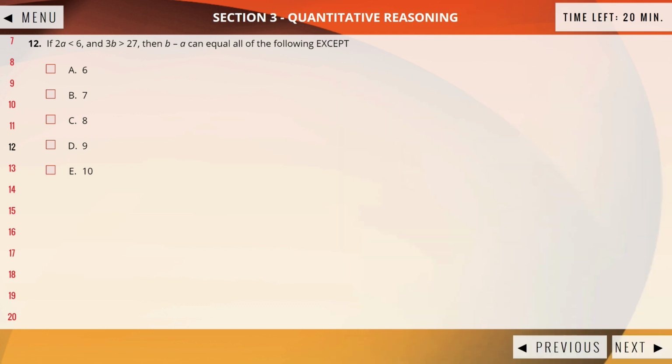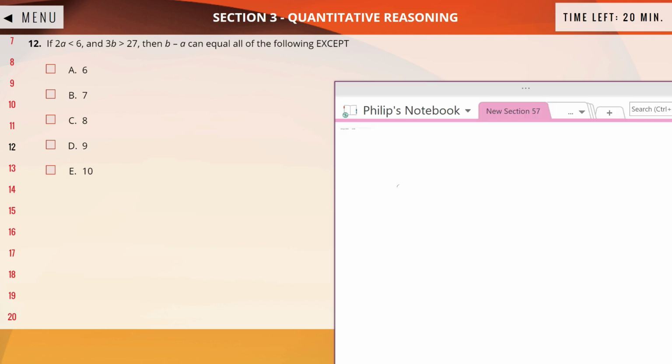This one, if 2a is less than 6, let's quickly simplify that. So a is less than 3. 3b is greater than 27, so simplify that. So b is greater than 9. Then b minus a can equal all of the following except. Notice they never said integers, so be careful. Don't say a is 2 and don't say b is 10. That's what they want you to do.